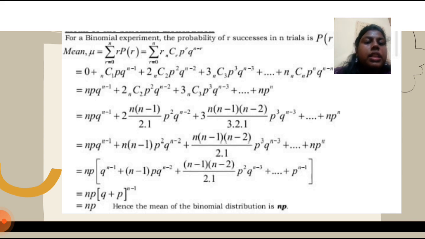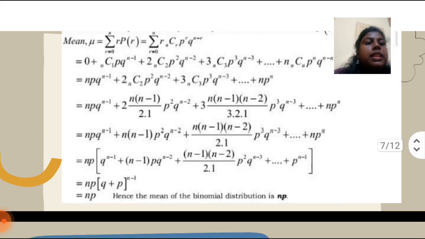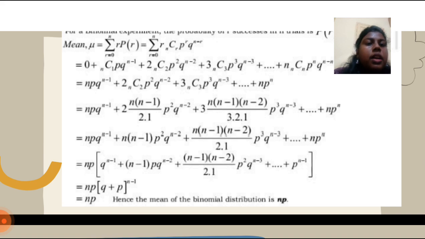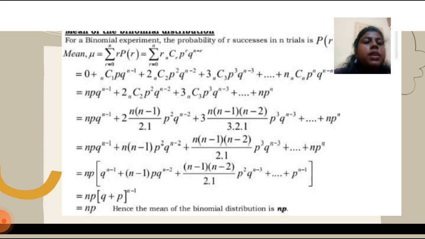Here we are taking np as a common term. After that, this term came: np into (q plus p) to the power n minus 1. So when we expand (q plus p) to the power n minus 1, we get the above binomial series, and also p plus q is equal to 1. By substituting this value in (q plus p) to the power n minus 1, we get n into p. Hence this is the mean of the binomial distribution.